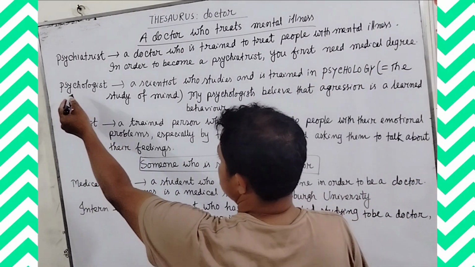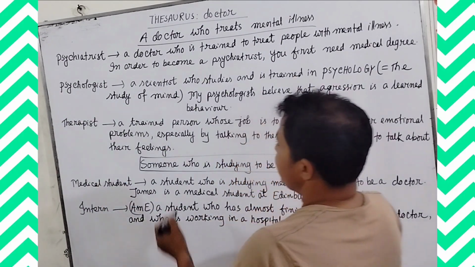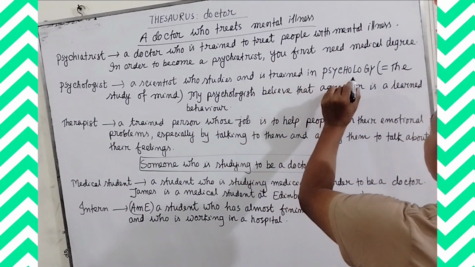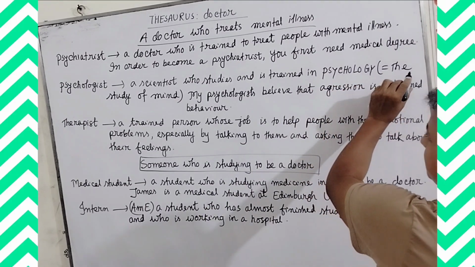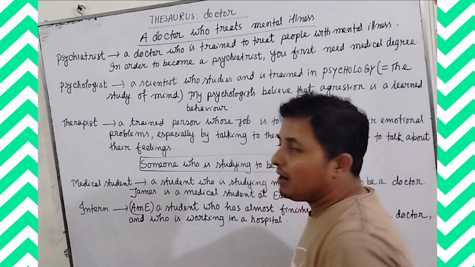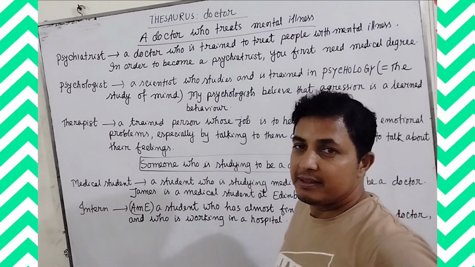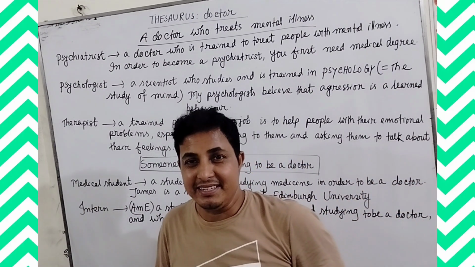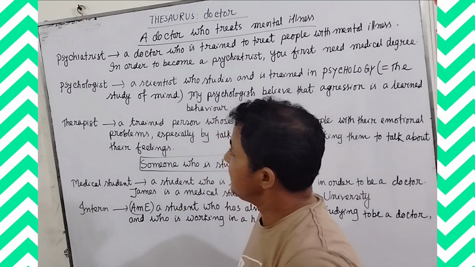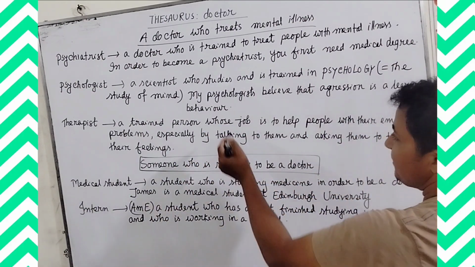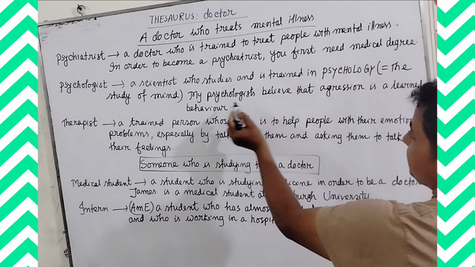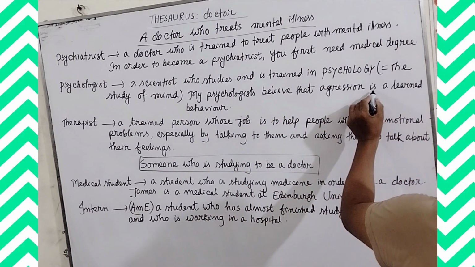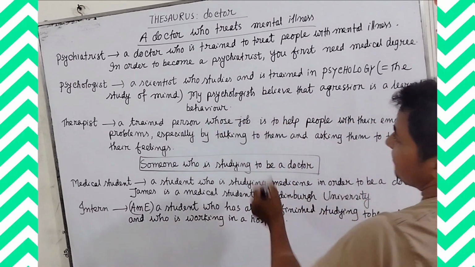Another word, psychologist. A scientist who studies and is trained in psychology, the study of the mind. Those who are studying about the mind are called psychologists. My psychologist believes that aggression is a learned behavior.